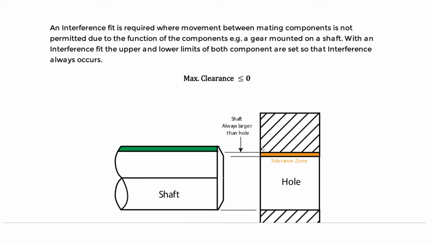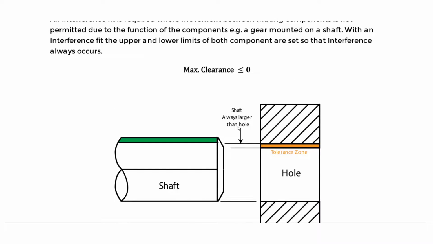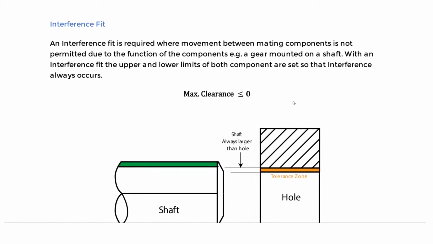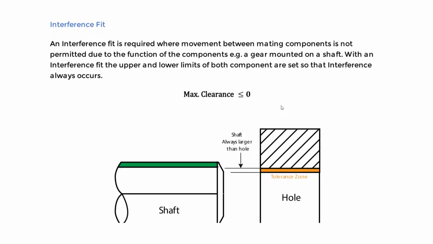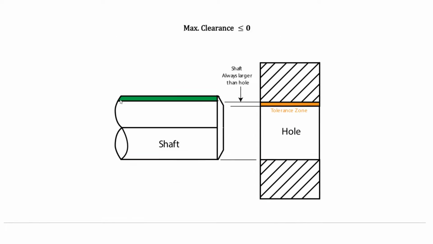So the interference, we know the shaft is always larger than the hole, and the max clearance, when we calculate that, is less than or equal to 0. So generally here the max clearance is less than 0. So that's an interference fit.